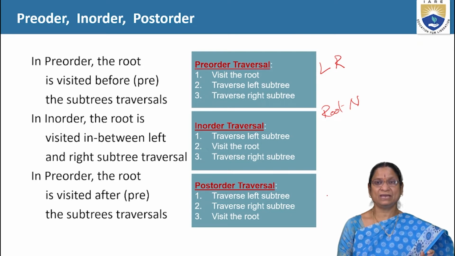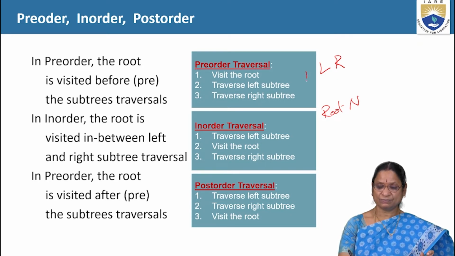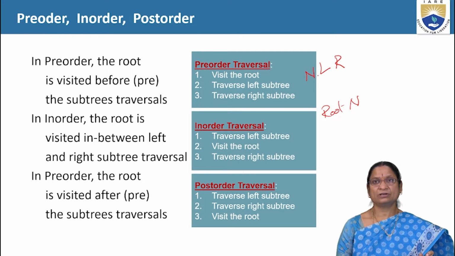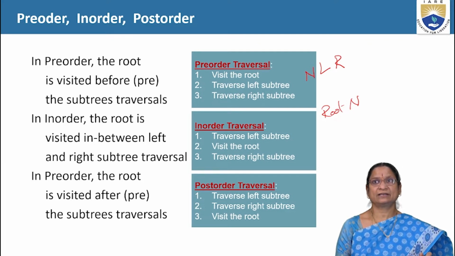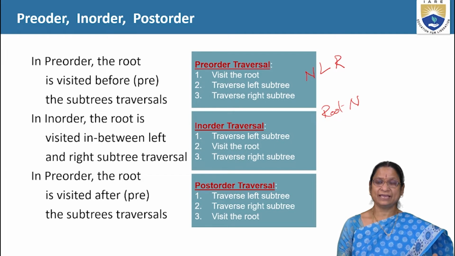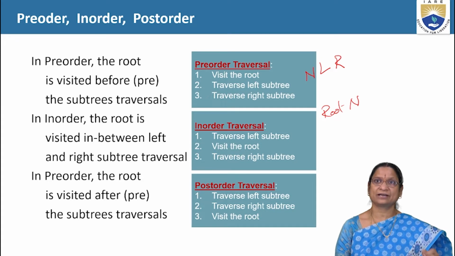Pre-order traversal. Pre means the node is traversed before its left subtree and right subtree. That is, the root is traversed first, visited first. Then its left subtree, then its right subtree. Again, in the left subtree also, the root is traversed first, and then it moves to the left subtree and right subtree.